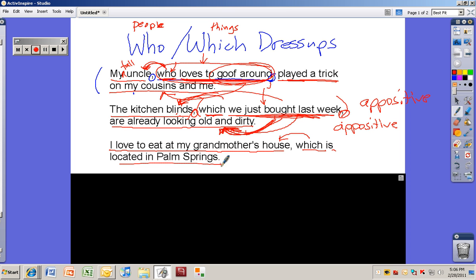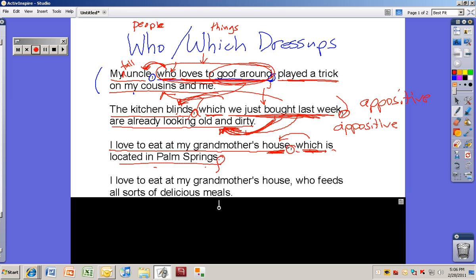So I love to eat at my grandmother's house, comma, sets apart the who which clause. Notice I do not end it with a comma because that's actually the end of the sentence. So in place of the comma, I put a period there. And again, the house is a thing, so I'm using the word which. I'm not using the word who. Now let me show you how it's done the wrong way.